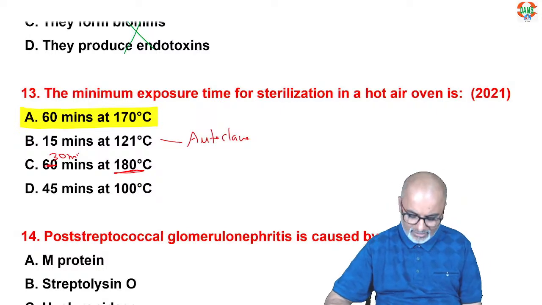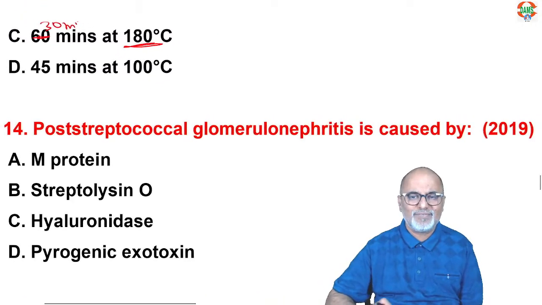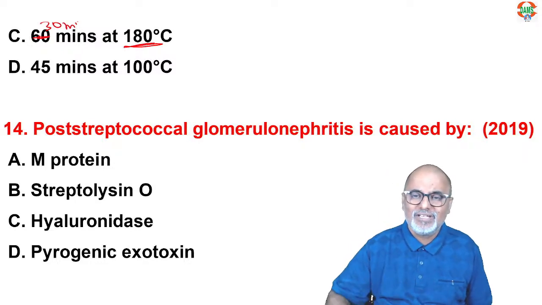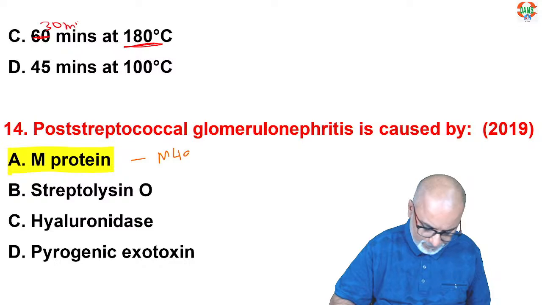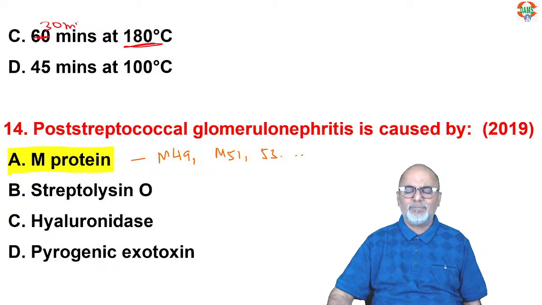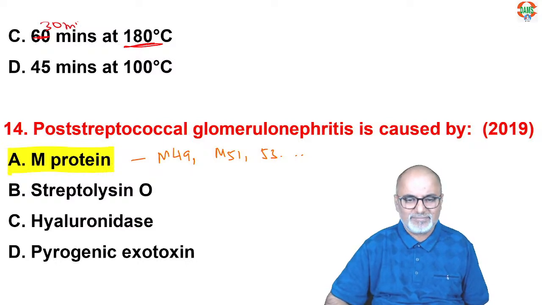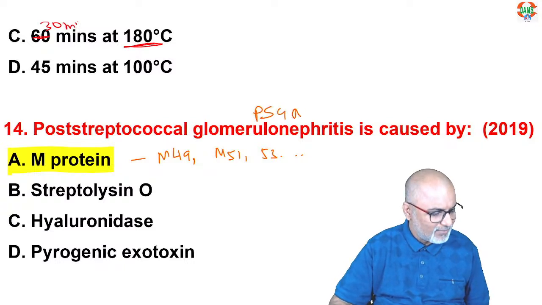Got it? Next is PSGN, post streptococcal glomerular nephritis, caused by M protein. It is a sequela of streptococcus infection, mainly M49, M51, 53, those types. Consequences of streptococcal infection, especially skin lesions, lead to PSGN, post streptococcal glomerular nephritis.